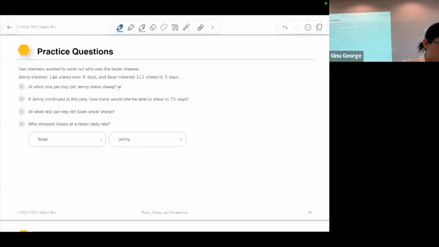For the first one, we are asking about Jenny. I'm asking for the rate per day, so we want to divide by the days here. So maybe 144 over 7, not 7, but 6, and this will be sheep per day. And what we'll get here will just be 24 sheep per day.